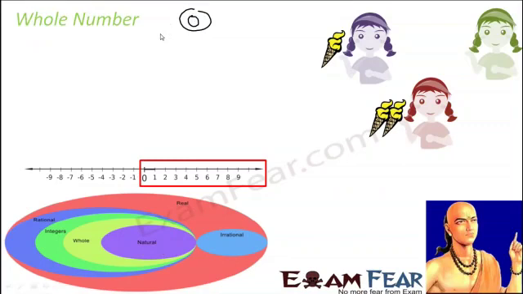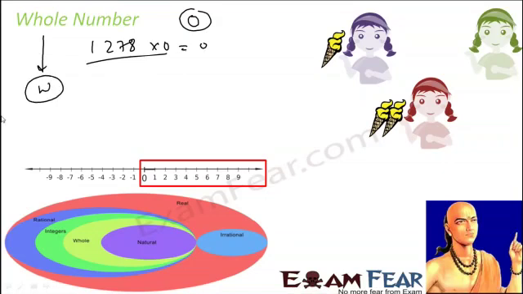Very powerful number. You have any number, let's suppose you have the number 1, 2, 7, 8, you multiply with 0, you get 0. Very powerful number. Anything you multiply with 0 becomes 0. And this whole number is denoted by W. So whole number is all the natural numbers plus 0. Right? So that is whole number.